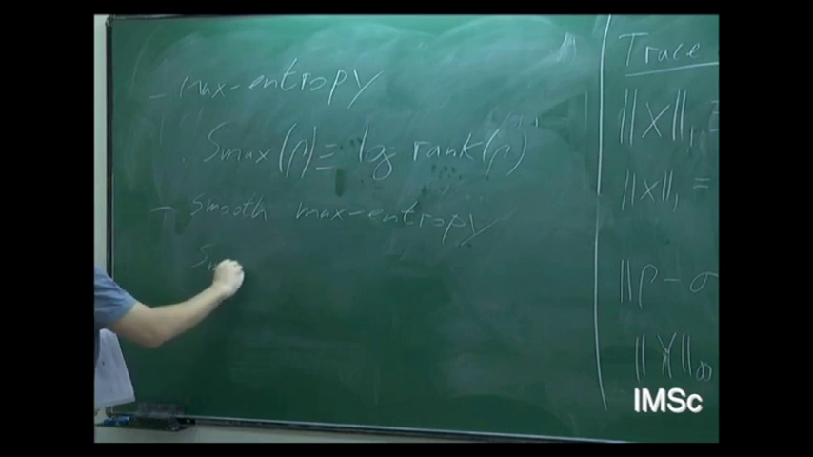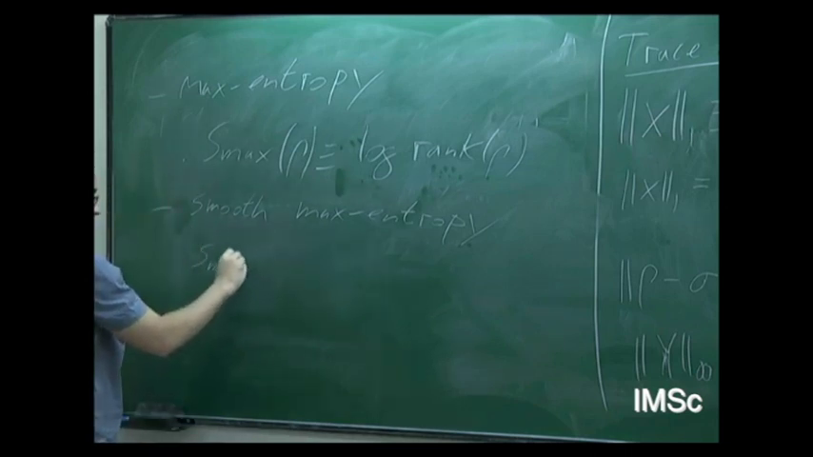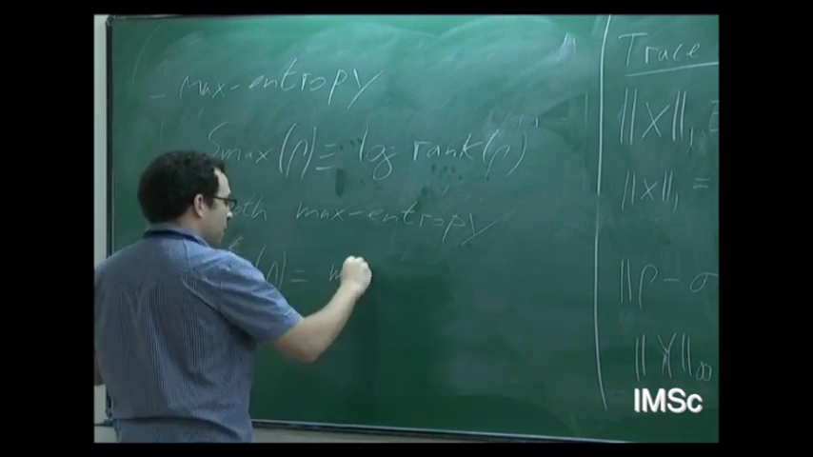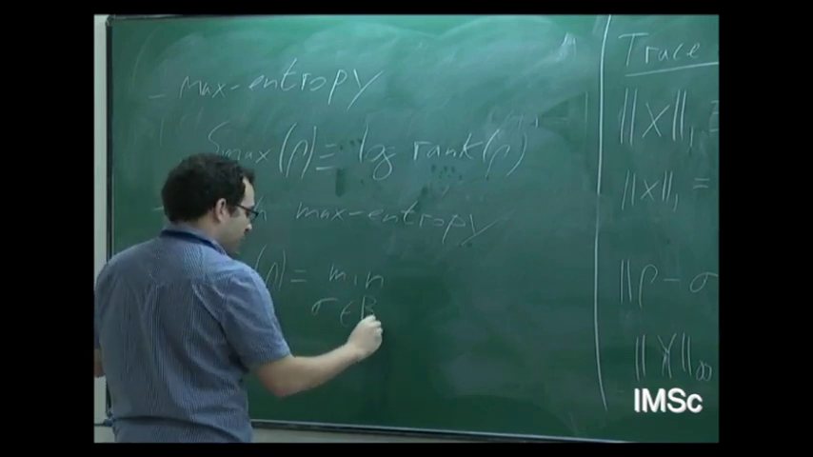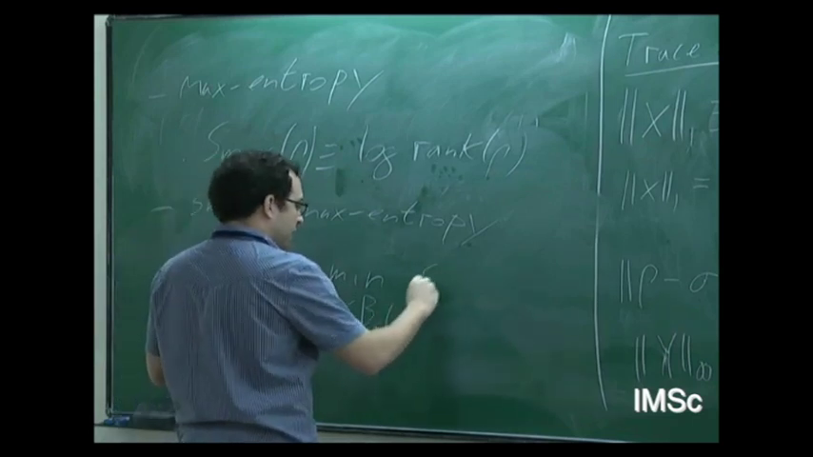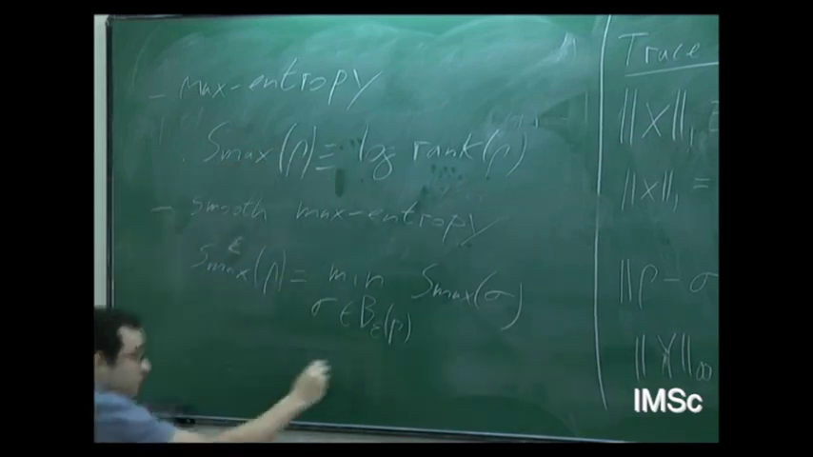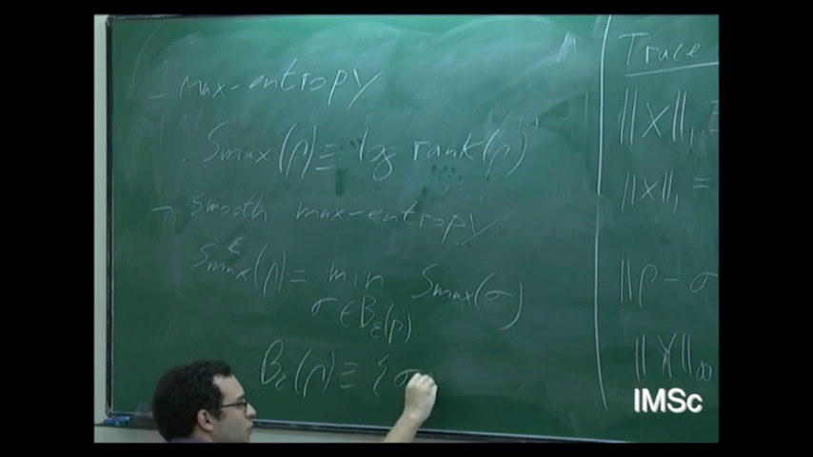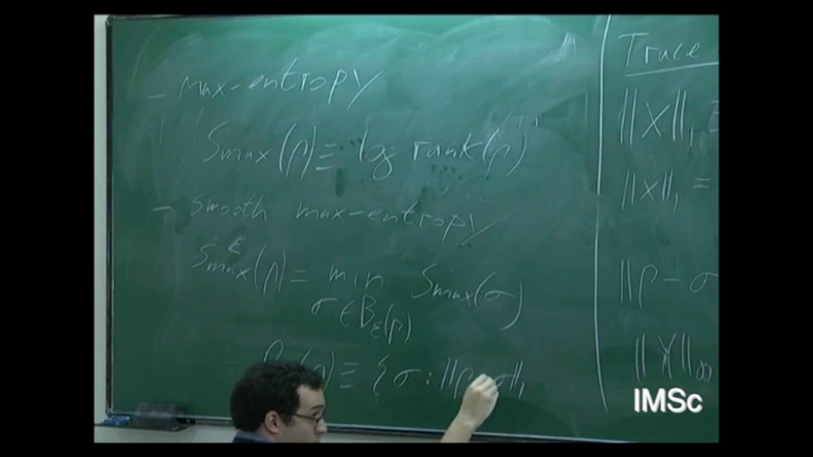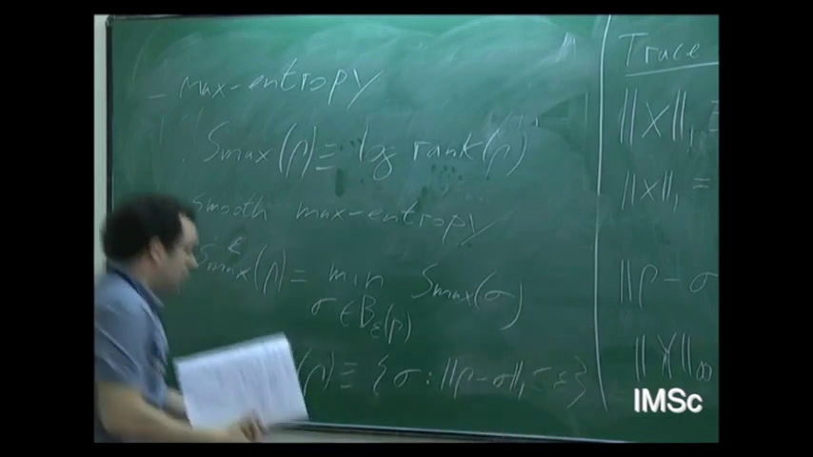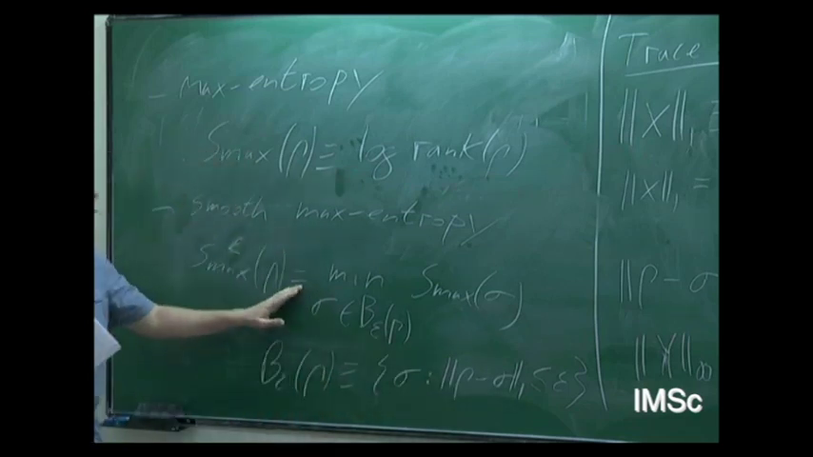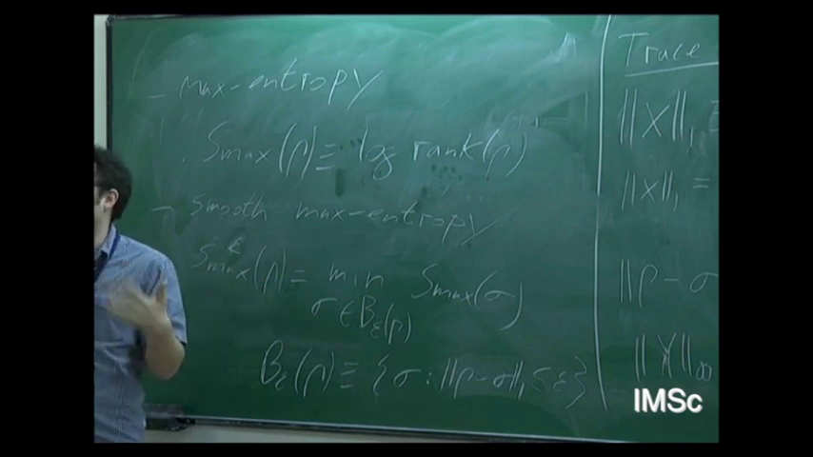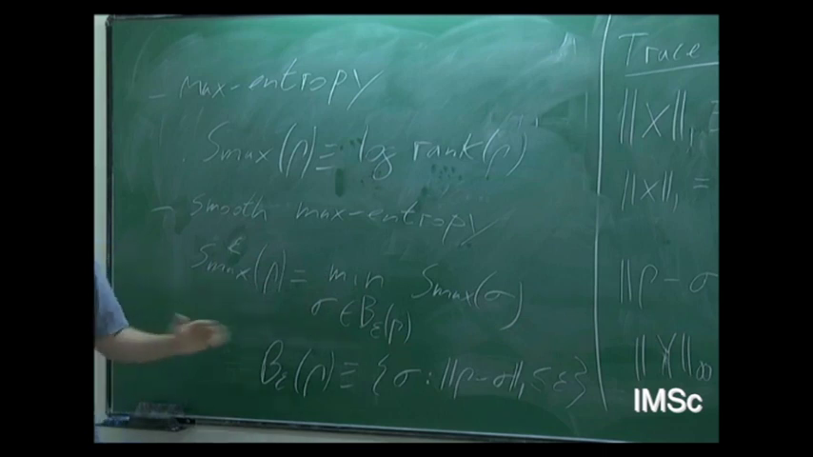This is denoted S max epsilon. It's a function of some error parameter epsilon and the state rho. What it is: you minimize over all states sigma in an epsilon ball around rho, of the S max of sigma. The ball is the set of all states for which the trace norm difference between rho and sigma is smaller than epsilon. So these are all the states which are epsilon close to rho. Here we are saying we want to see how many qubits we need to store not rho exactly, but some approximation of rho. And epsilon is the approximation level that we allow. The bigger the error we allow, the smaller the number of qubits that we might need. And this is this function.